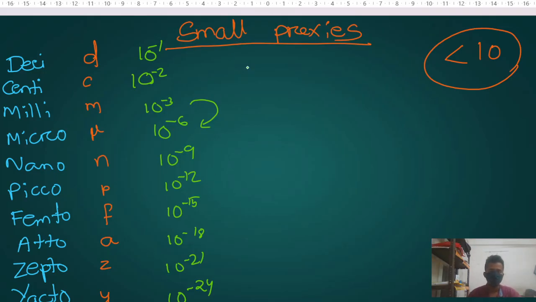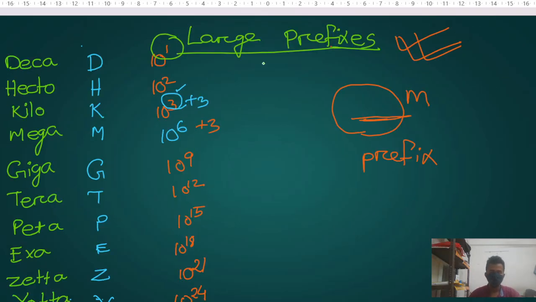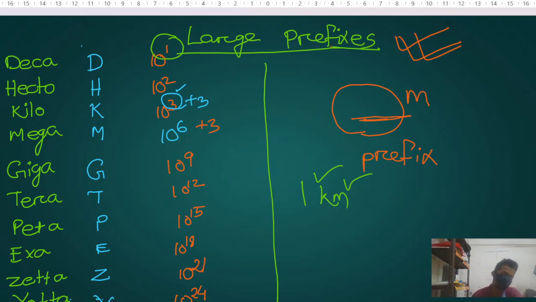Then just to take some examples. If you say 1 kilometer, km, k for kilo, meter for meter. We will discuss more about large prefixes, small prefixes, and their applications in the next class.